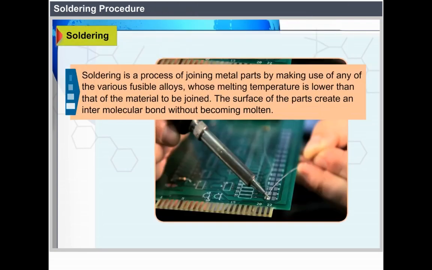Soldering is the process of joining metal parts by making use of any of the various fusible alloys whose melting temperature is lower than that of the material to be joined, and whereby the surface of the parts creates an intermolecular bond without becoming molten.